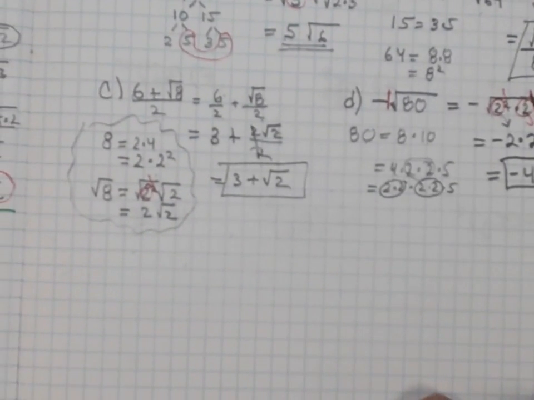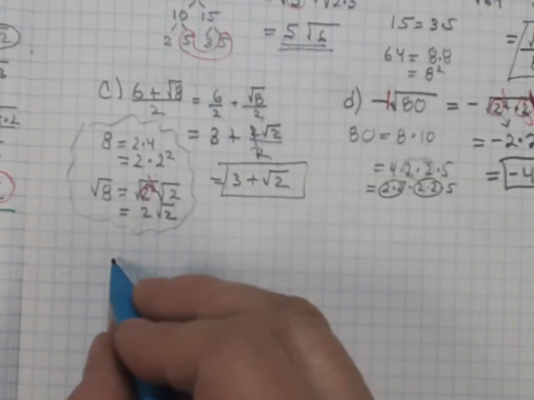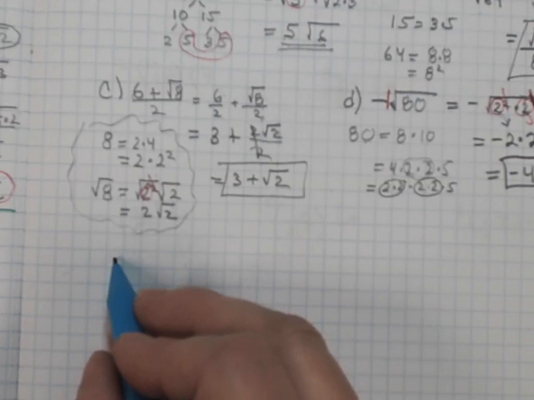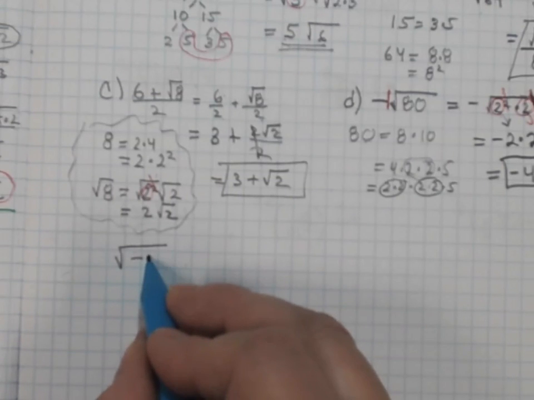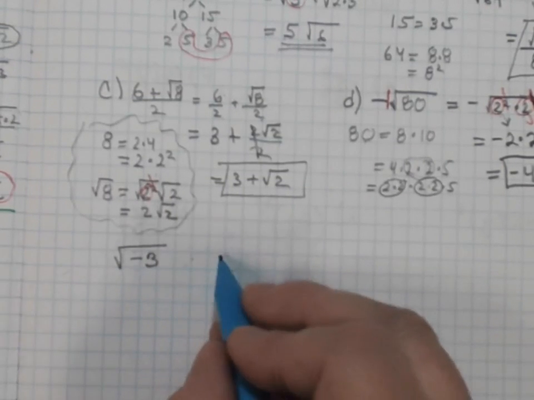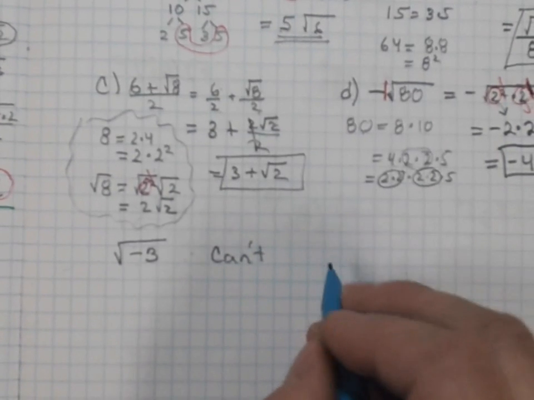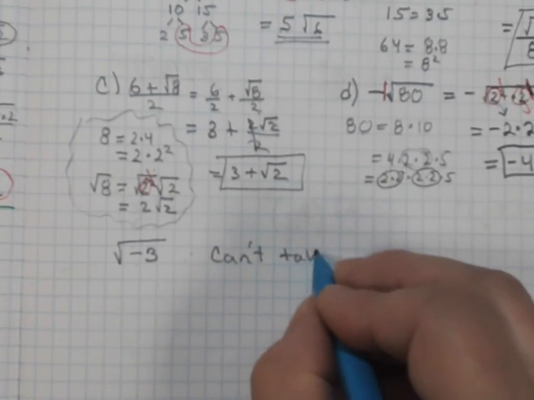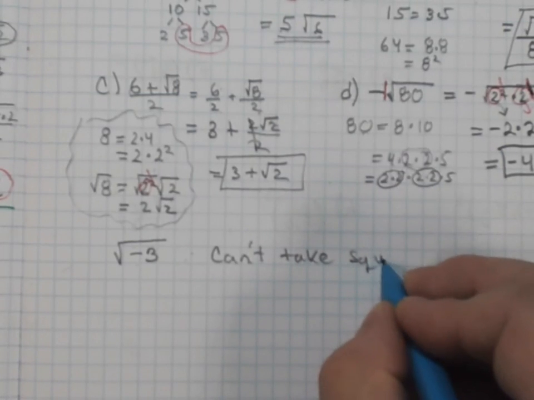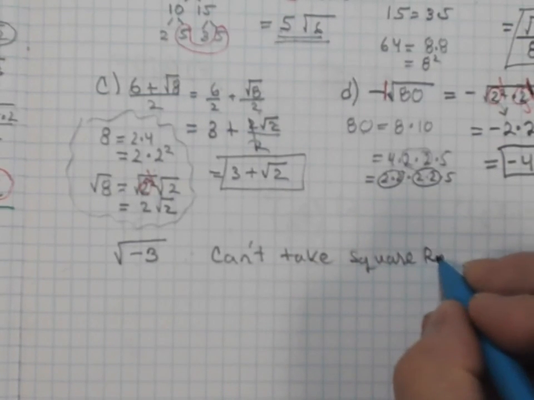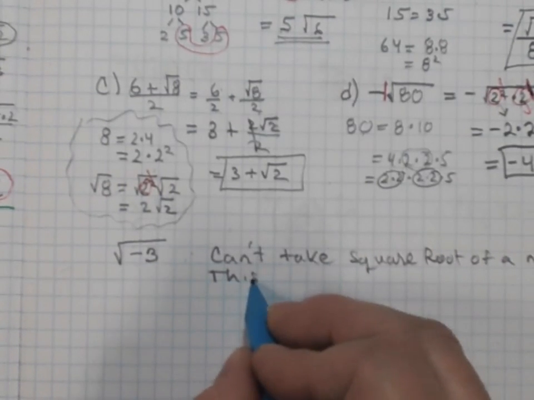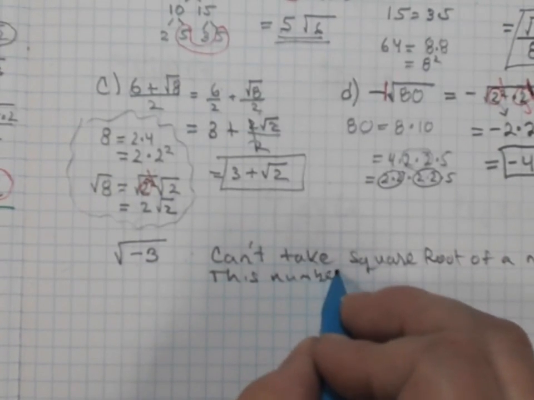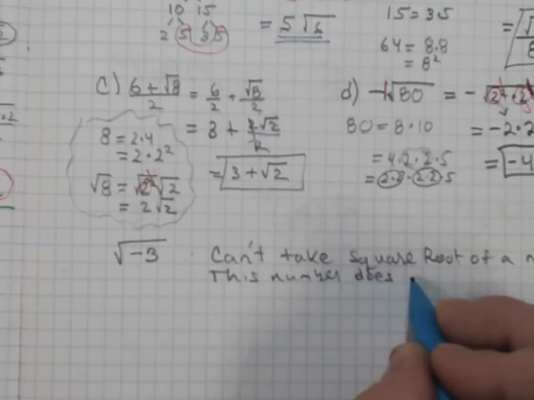All right, couple things to let you know that if you're simplifying, if you're doing some work and you end up with a negative inside the radical, so if I have the square root of -3, for instance, we cannot take the square root of a negative number. Okay, we would say this number does not exist.